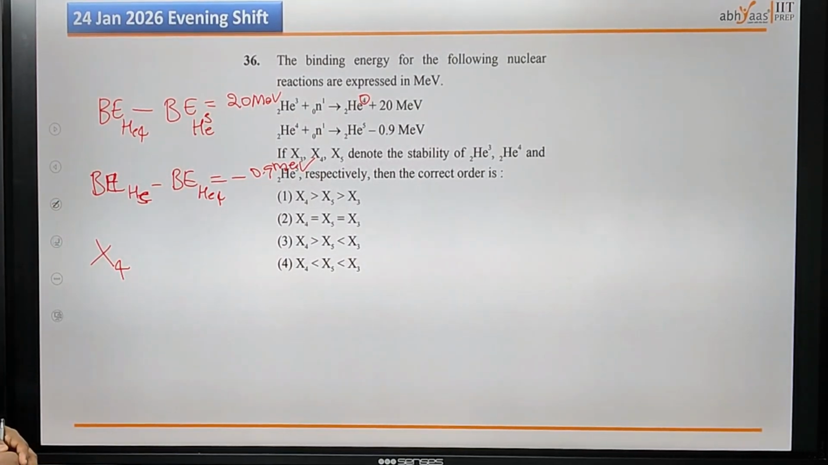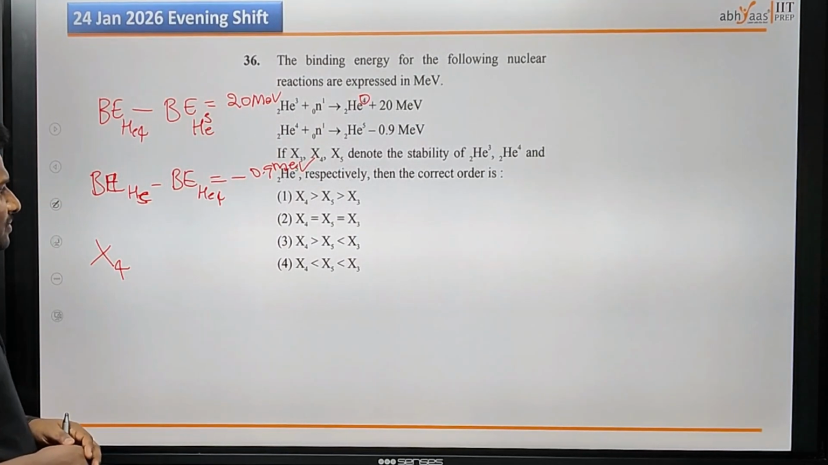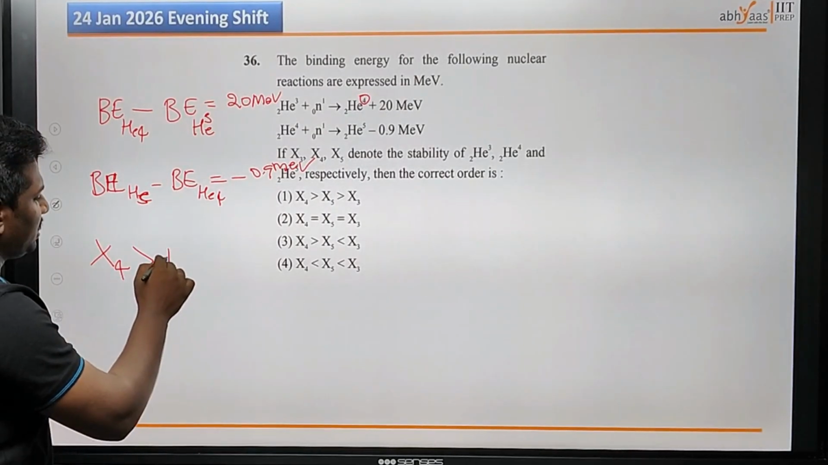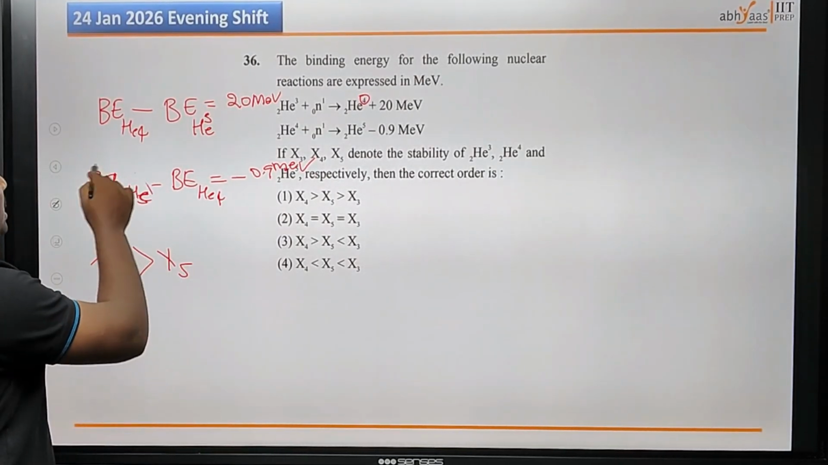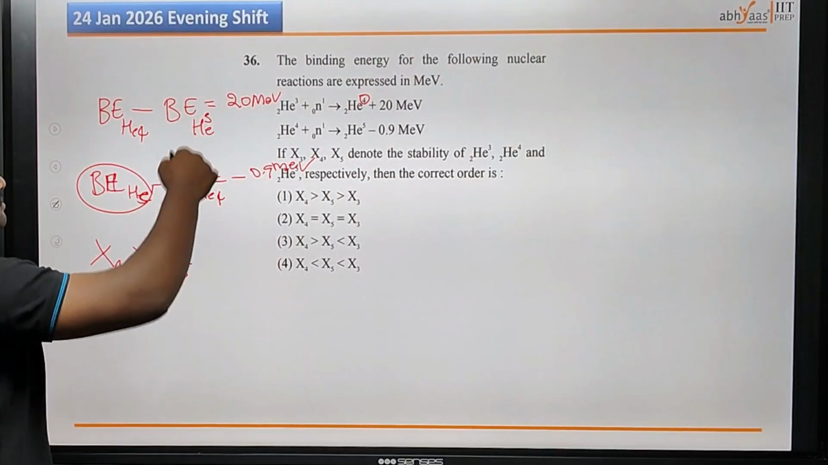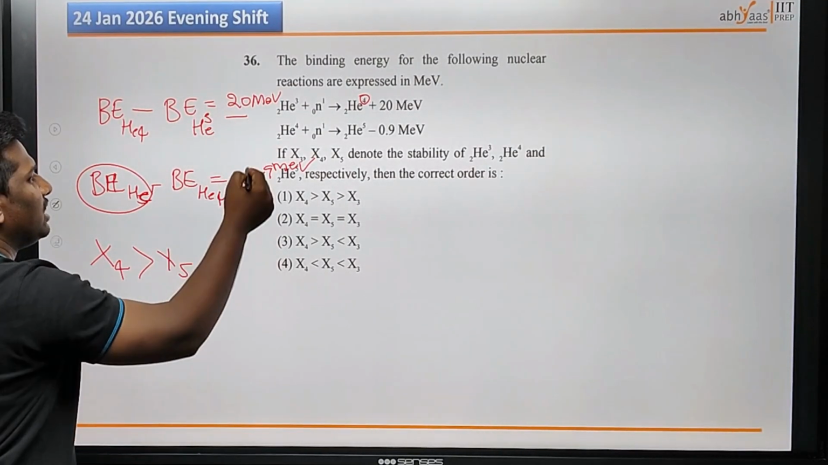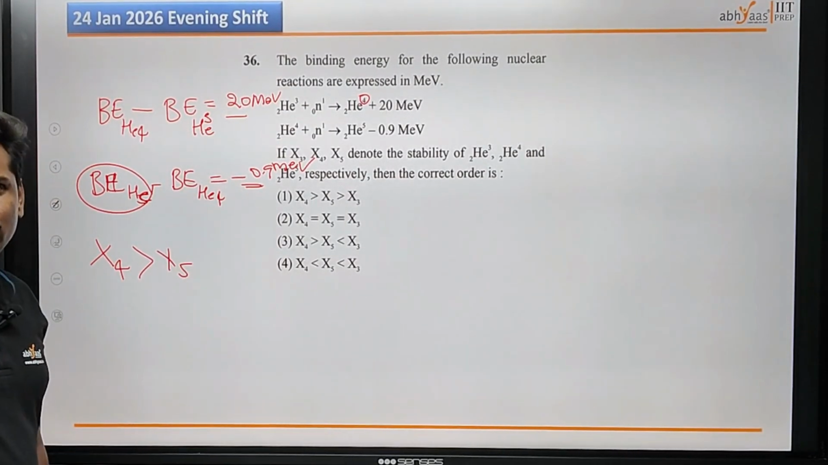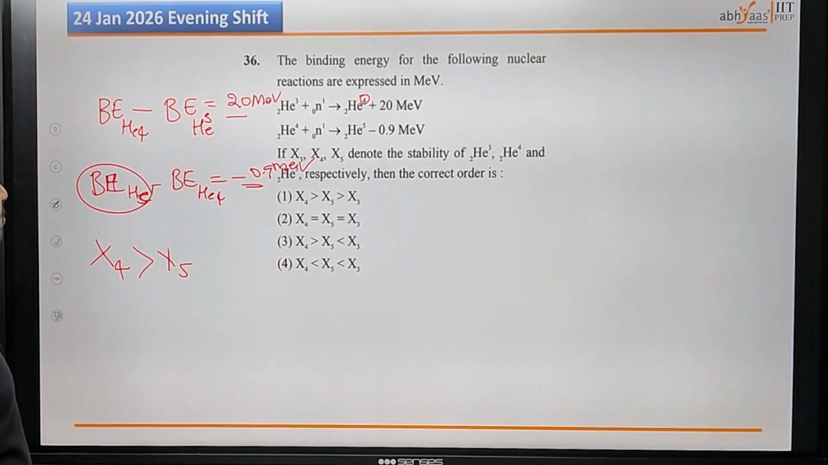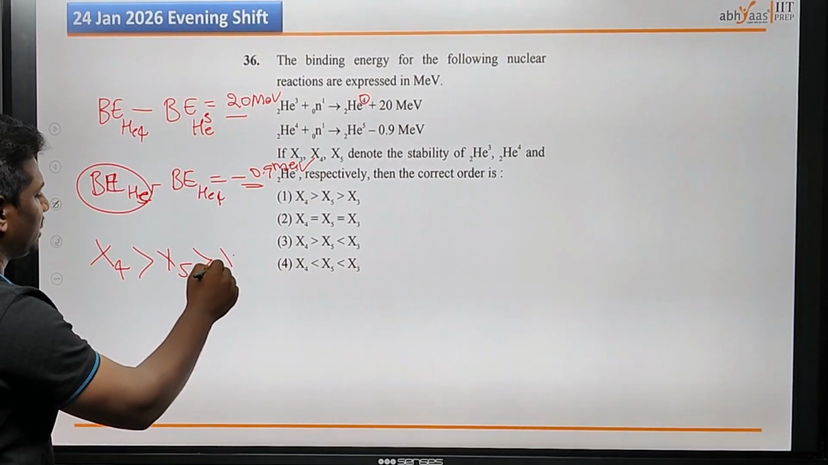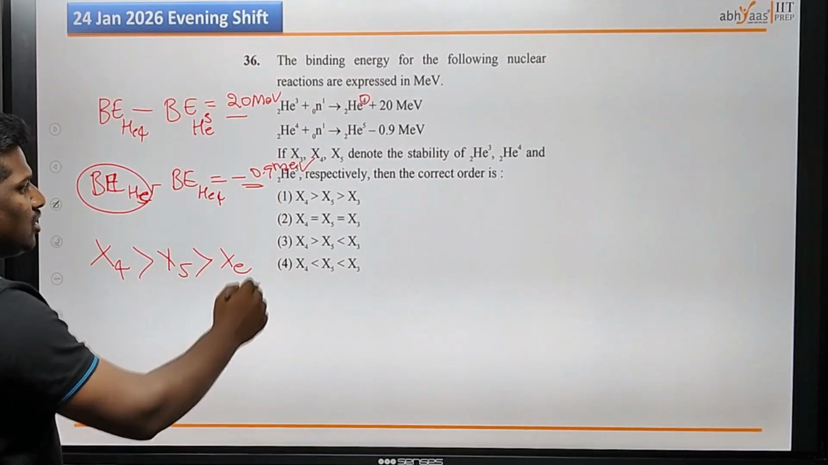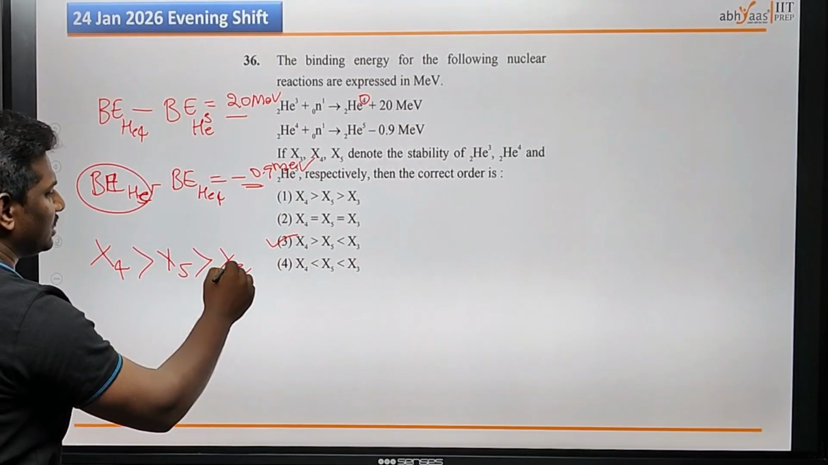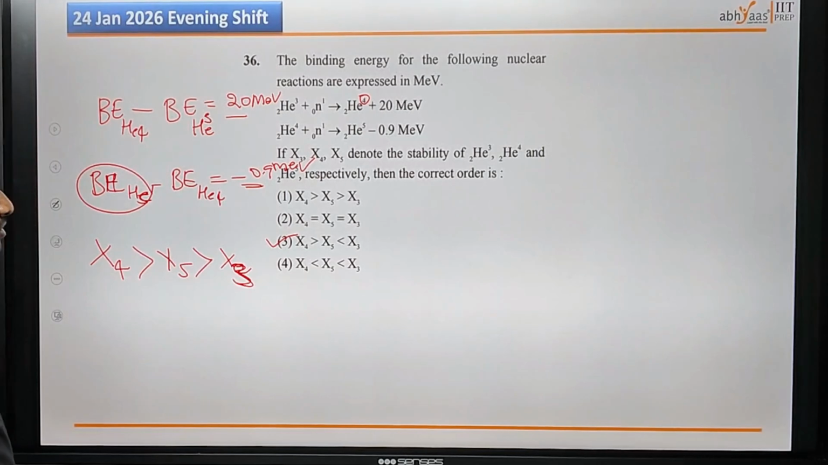What is the condition here? So He3 is greater as compared to He5, because we are getting 20 here and 0.9 there, and He4 is greater than both. Option 3 is your answer. Option 3 is your answer. Okay.